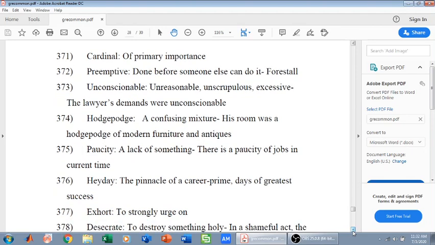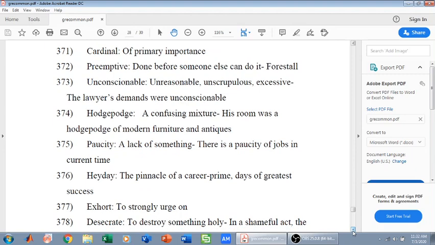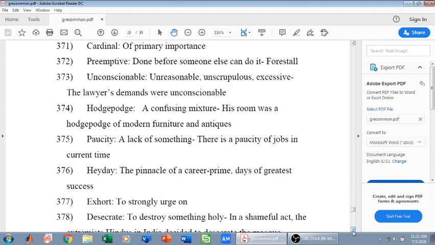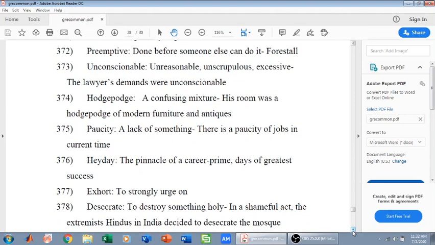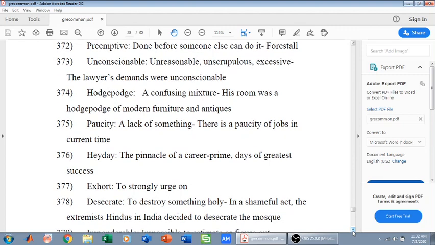Fine. Exhort means to strongly urge on. Desecrate means to destroy something holy. For example, in a shameful act, the extremist Hindus in India decided to desecrate the mosque.